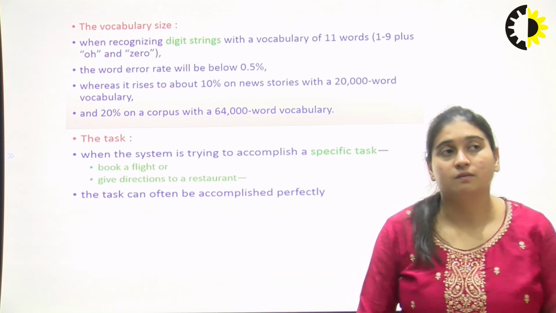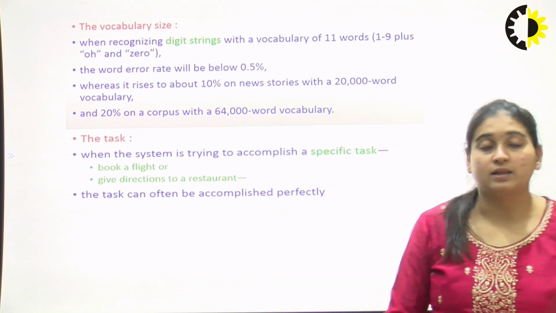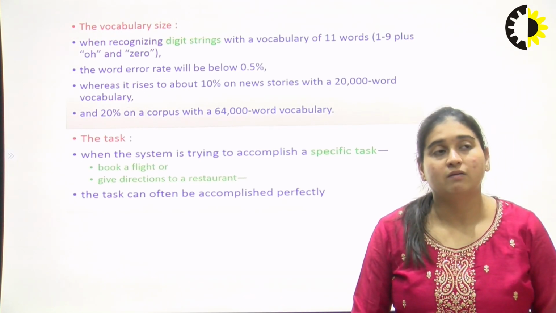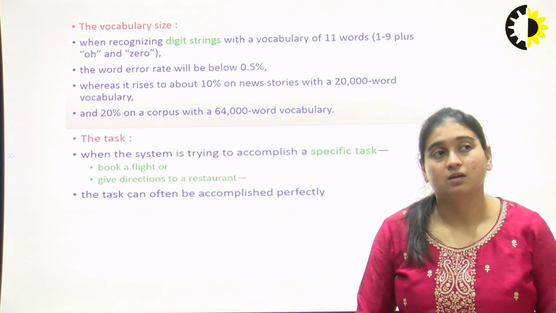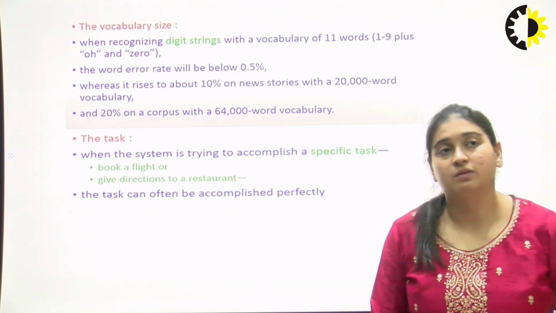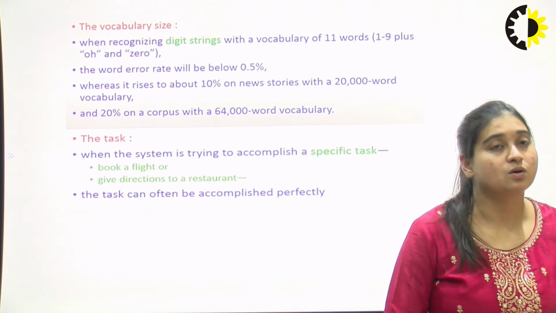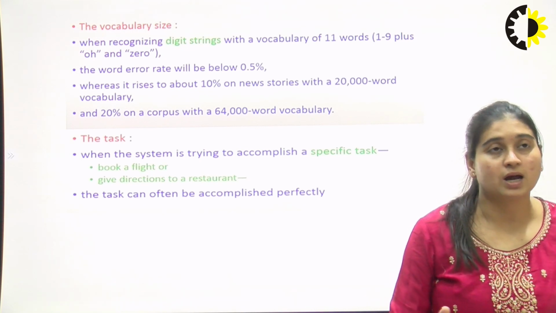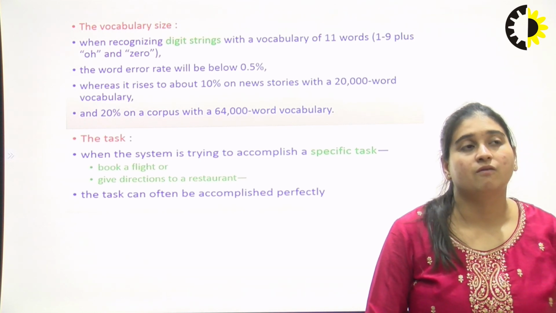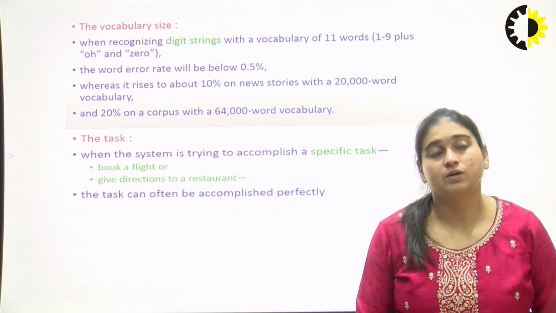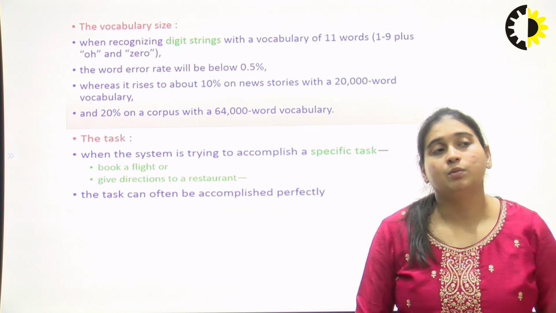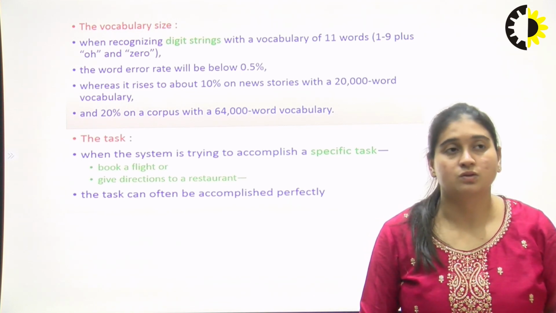And now we have the vocabulary size and the task. These are the factors on which the accuracy of the system depends. While we talk about the vocabulary size, when recognizing digit strings with a vocabulary of 11 words, 1 to 9 plus O plus OH and the 0, the word error rate will be below 0.5%, whereas it rises to about 10% on news stories with a 20,000 word vocabulary, and 20% on the corpus with a 64,000 word vocabulary.